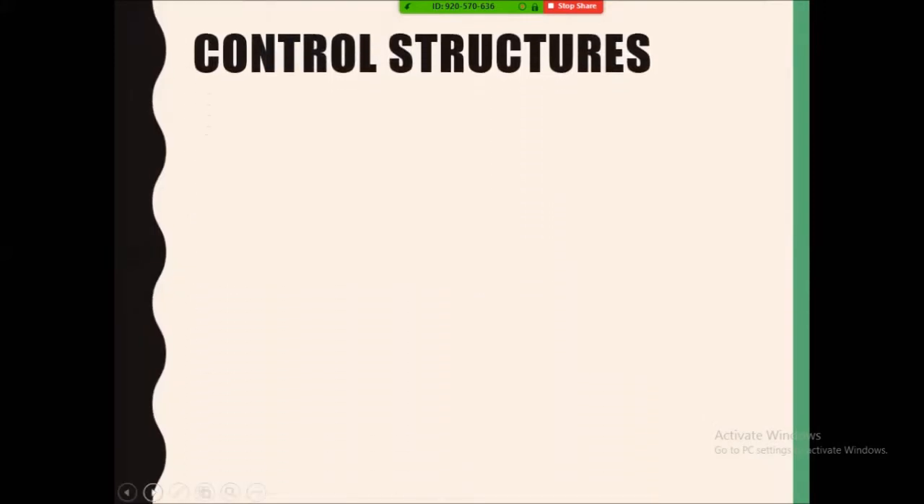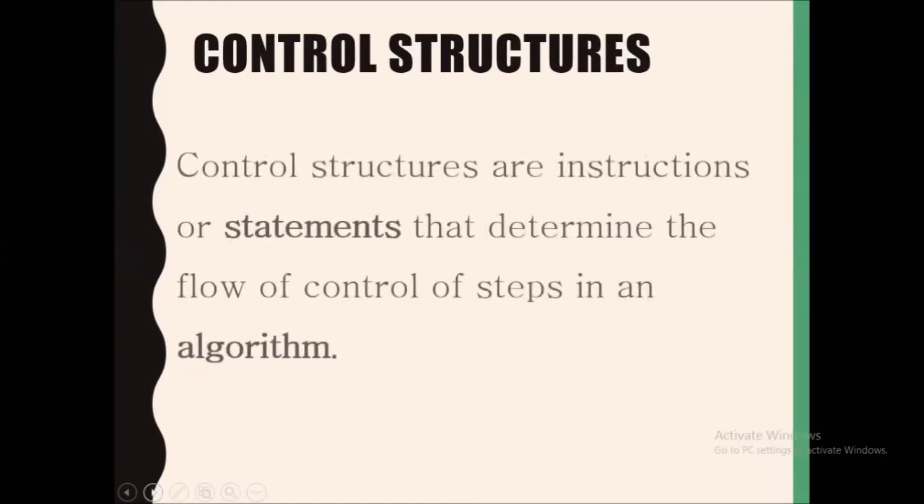So control structures now. Control structures are the way in which our algorithms are structured. What are the different components in there? Now we have various types. Our control structures are instructions or statements that determine the flow of the algorithm. So last week when we had our first class, we were looking basically at sequence.